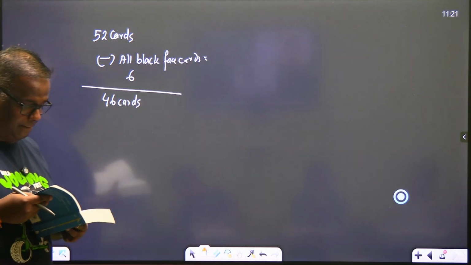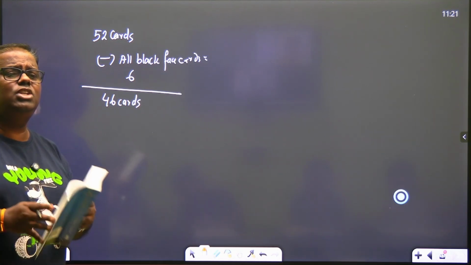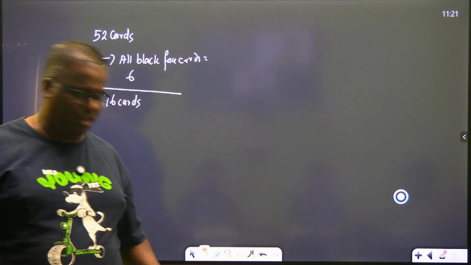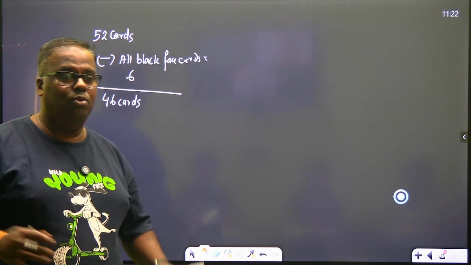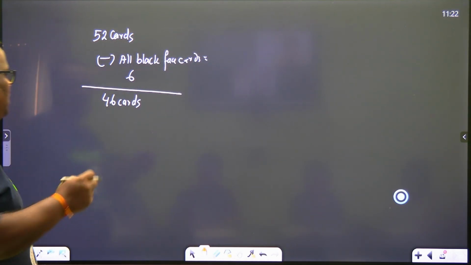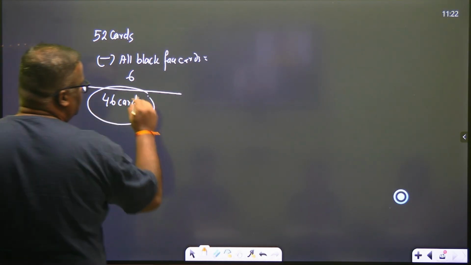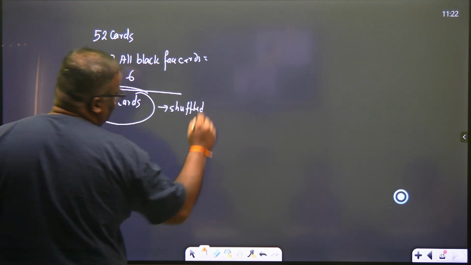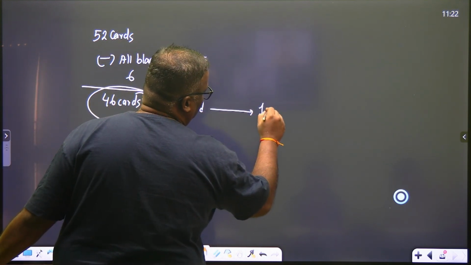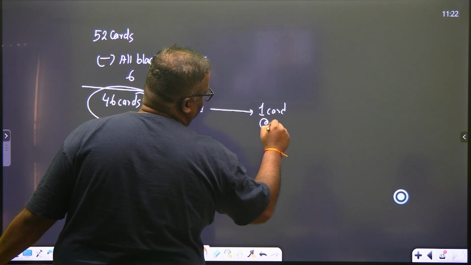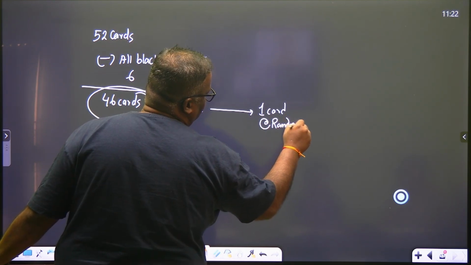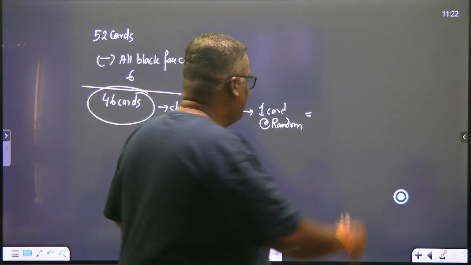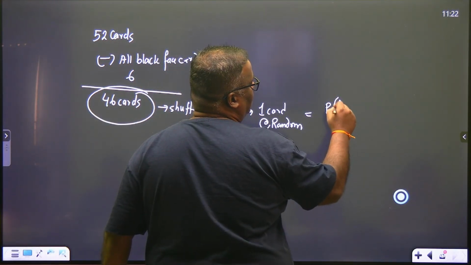Okay. The remaining cards are then shuffled. Why do you shuffle them? So that it is a game of fortune. Random. Very good. So you shuffle and one card is drawn at random. The remaining 46 cards are shuffled, and out of these shuffled cards, you pick up one card at random. Did you understand, child? If you pick up one card at random, then they are asking you to find the probability of getting a face card.